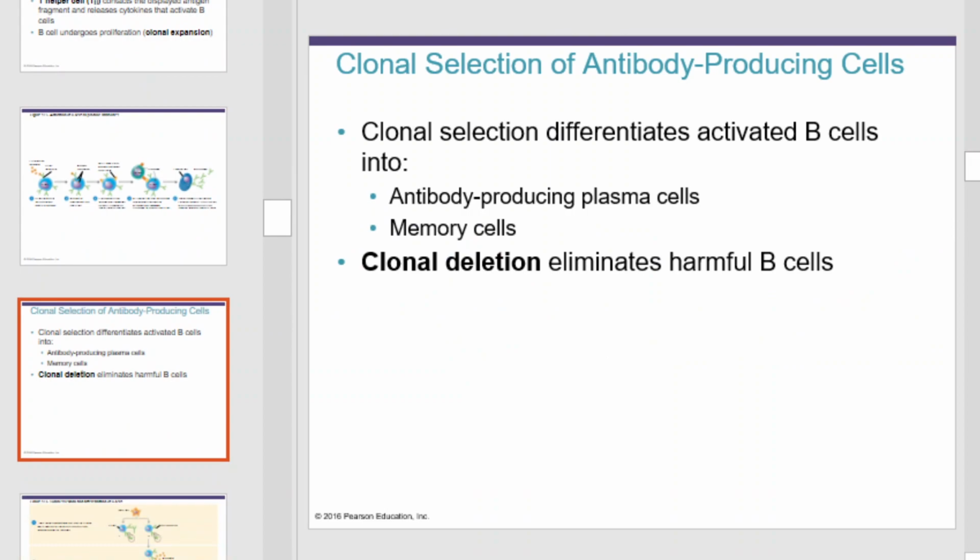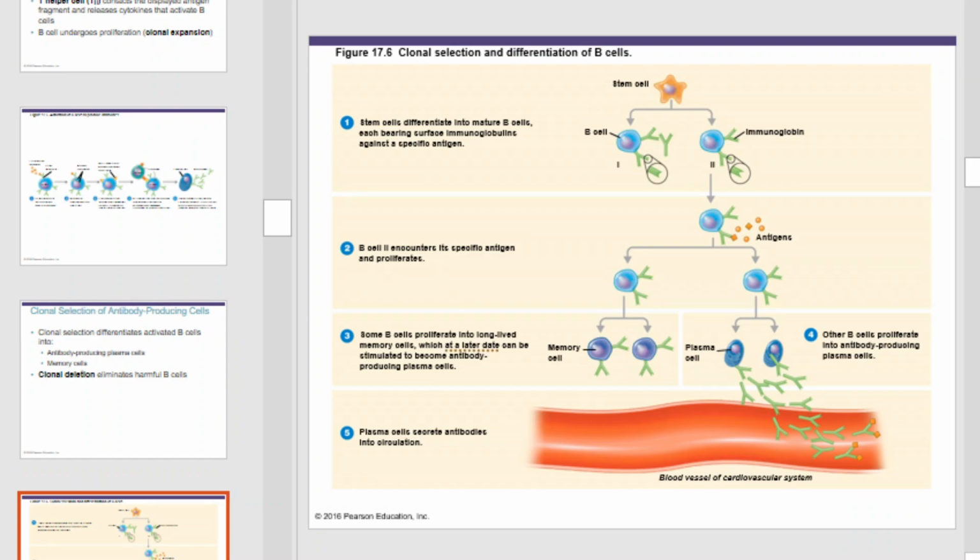Clonal selection differentiates activated B cells into antibody-producing plasma cells and memory cells. Antibody-producing plasma cells do as their name implies and produce antibodies. Memory cells do as their name implies. They remember the foreign antigen for future reference. Clonal deletion eliminates harmful B cells. This illustration shows us clonal selection and differentiation of B cells.